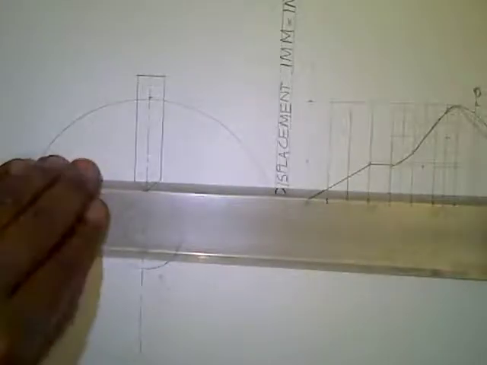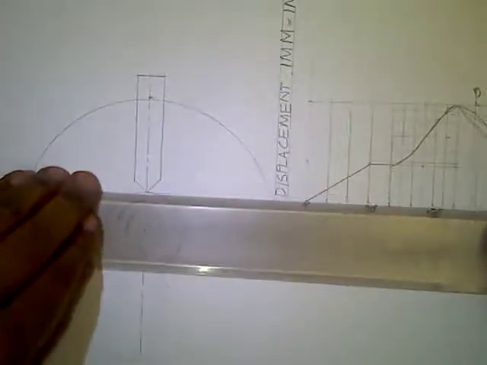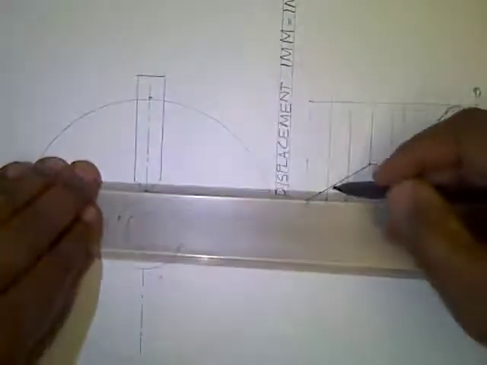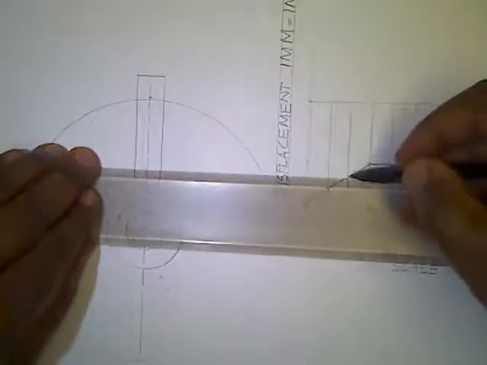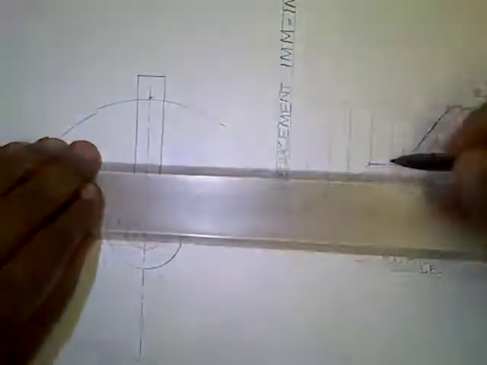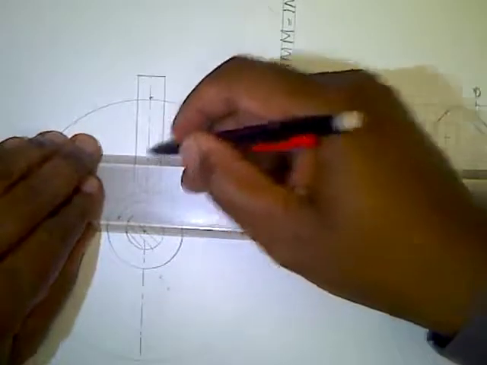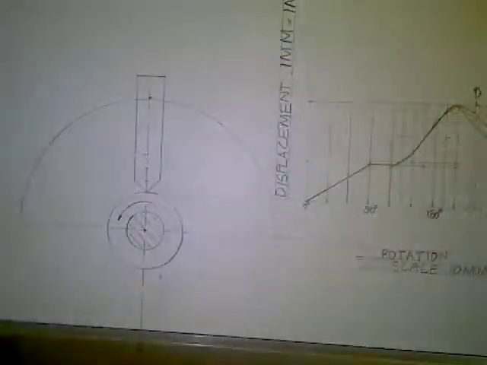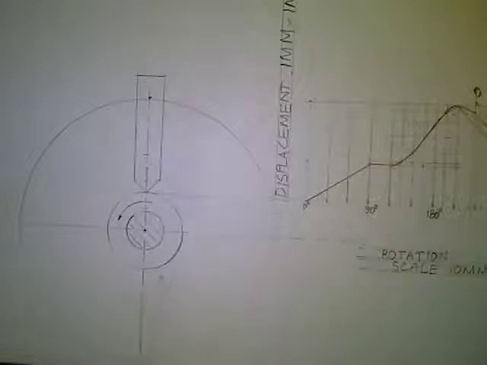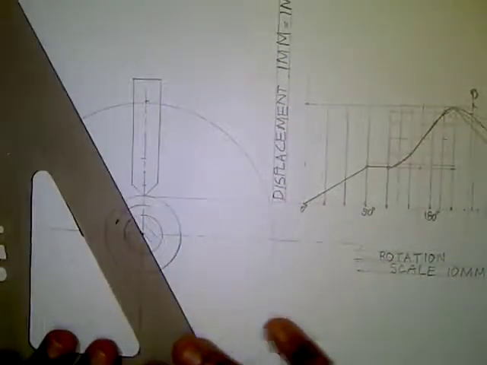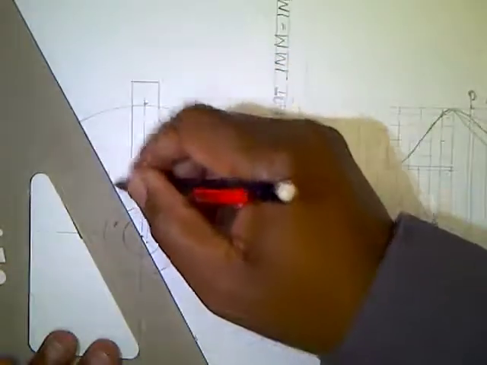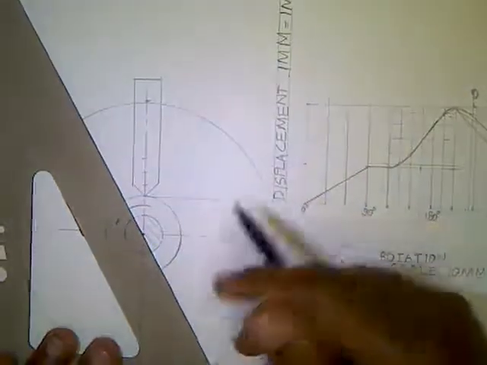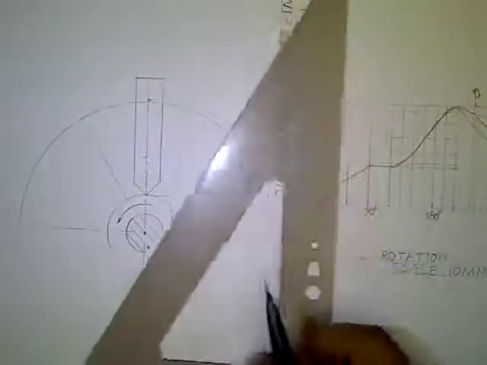With my 0, 0 is already there. My 30, 60, 90, and 120 are in that third line. Oh, but I forgot to divide. Remember, we always divide this. Let's divide into 12.